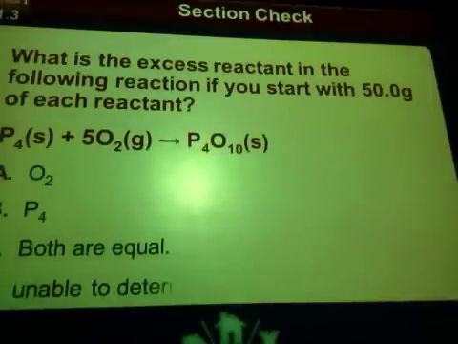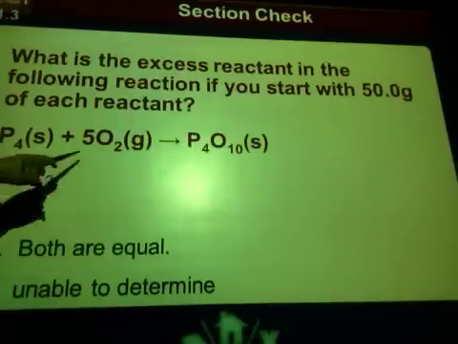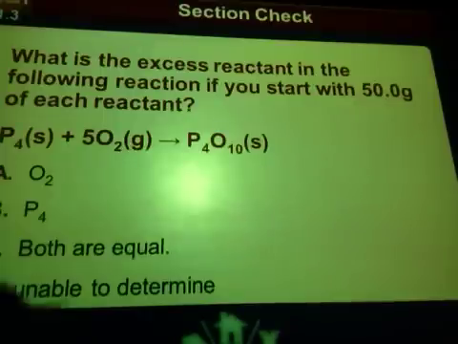Okay, so this is a really great practice question for you, and it is, what is the excess reactant in the following reaction if you're starting off with 50 grams of each reactant? So that's saying I'm starting off with 50 grams of phosphorus, 50 grams of oxygen, and then I'm going to make tetraphosphorus decoxide. So I will let you try this one on your own, and I've highlighted the answer here for you in your notes.